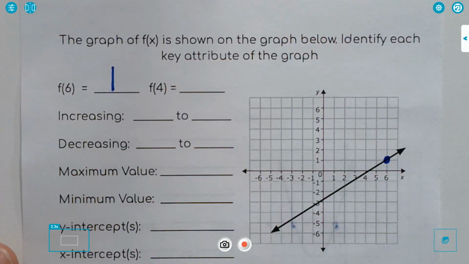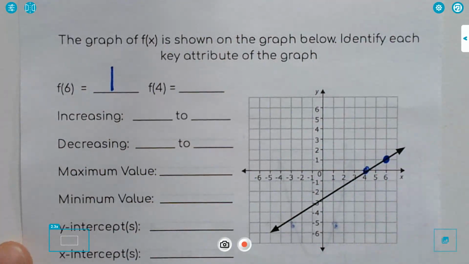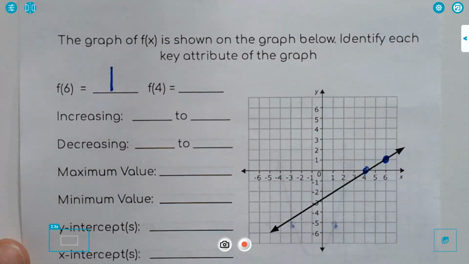Okay, f of 4. We go on our x-axis to 4. We find our corresponding y value. Our corresponding y value there is 0.